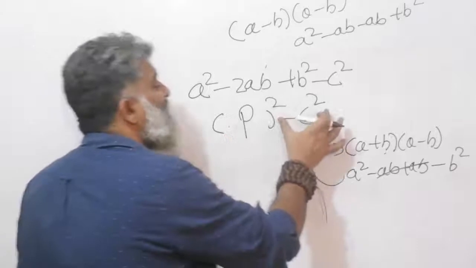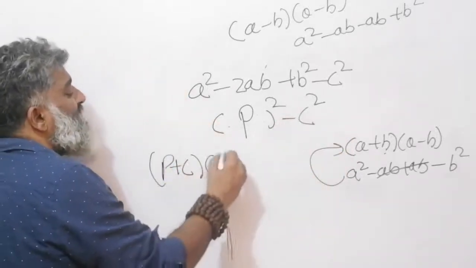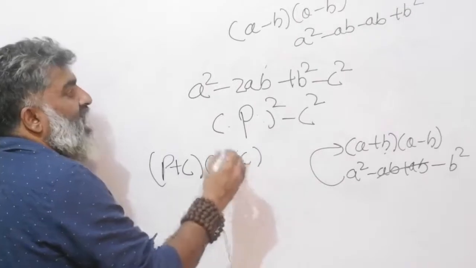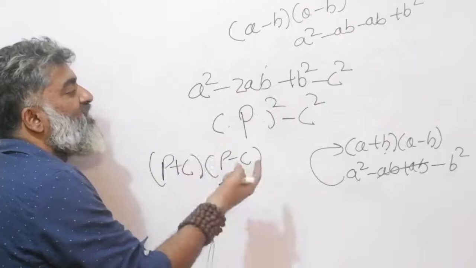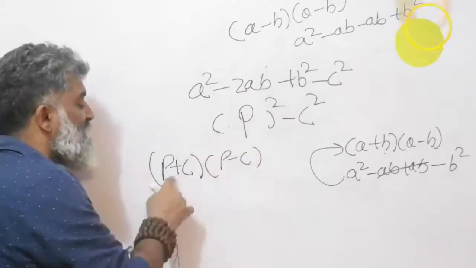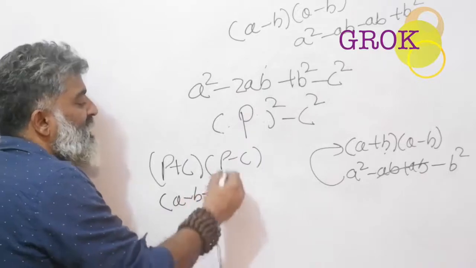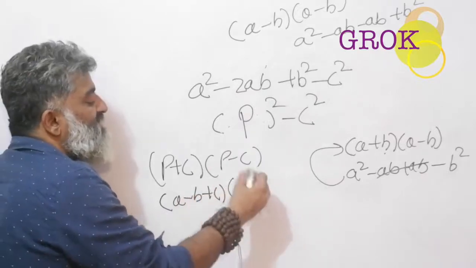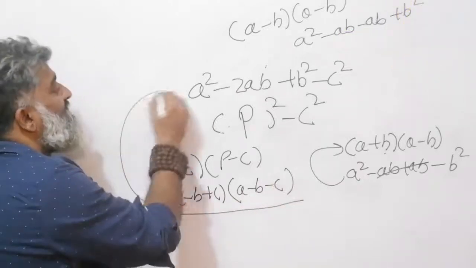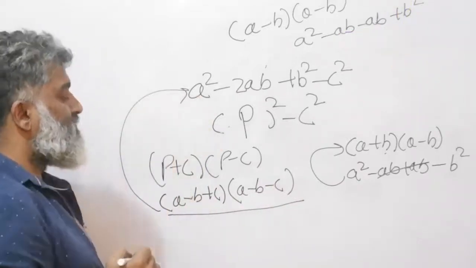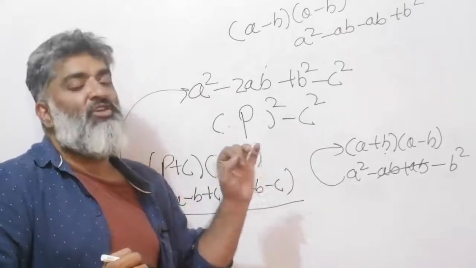So this p square minus c square I can write as p plus c into p minus c. And I hope you are concentrating. P is not really p. What is p? P was a minus b. So instead of this, I will write a minus b plus c. Instead of writing p again, I will write a minus b and a minus c. So this and this are the same thing. Right? Please make sure that you're working all of this out for yourself as well.